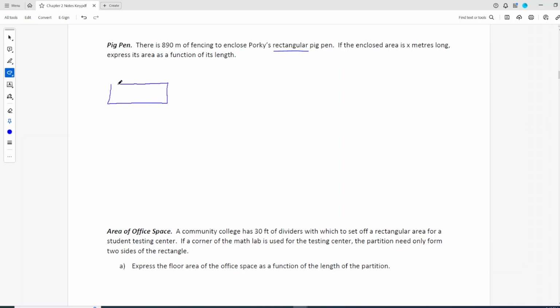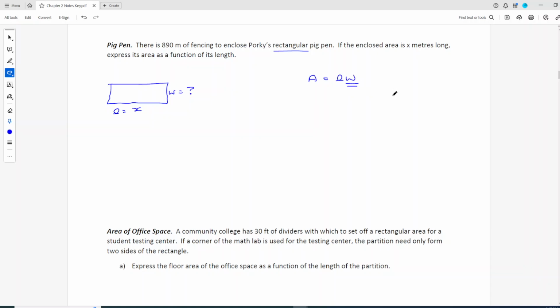You have a rectangular pig pen. The enclosed area is x meters long, so this is the length. I don't know the width. But I know that this is the variable I want. I want area as a function of length. So somehow I need to replace this width. So I'm going to start by saying area is equal to length times width, and somehow I need to replace this width because I want area as a function of its length only.